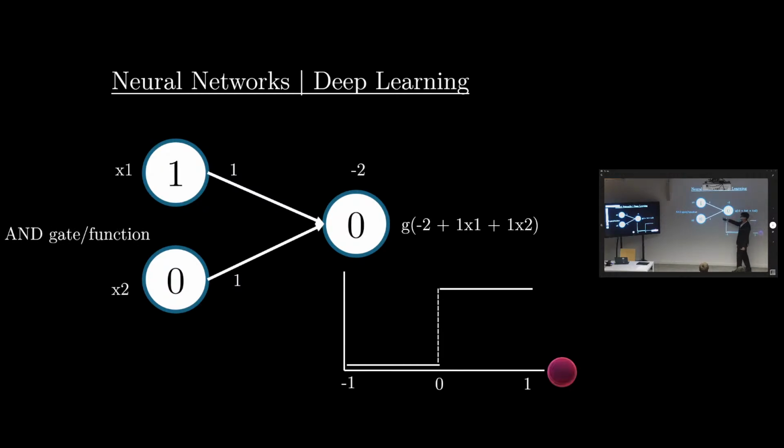Then let's try. If you input 1 and 0, then you get minus 2 plus 1 plus 0, which gives minus 1, so it gives 0. And if you input 1 and 1, then you get minus 2 plus 1 plus 1, which is minus 2 plus 2, 0. 0 is at the threshold, so it will output 1. Again, I'm assuming that my neural network found the weights: it found that they should be minus 2, 1, and 1. The most important question is how it does it.